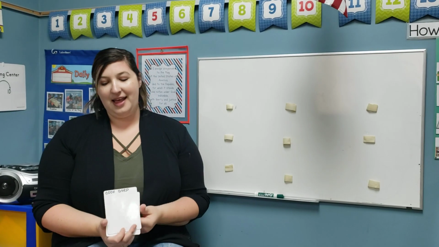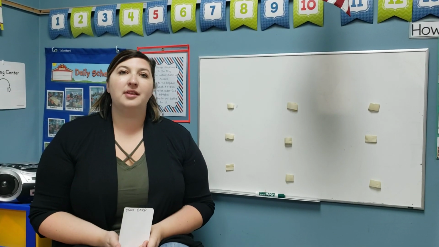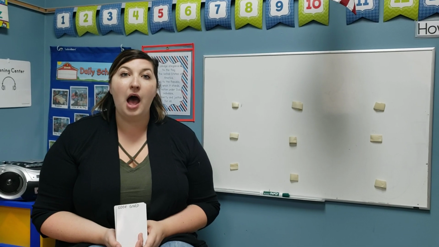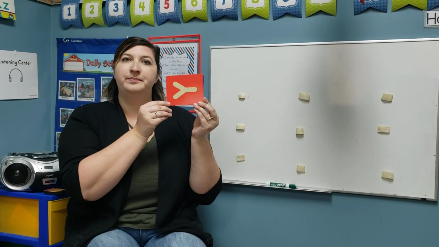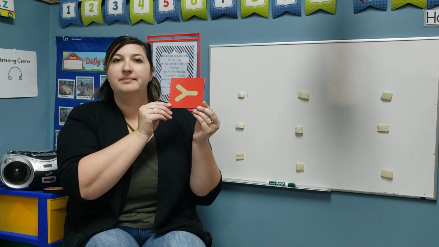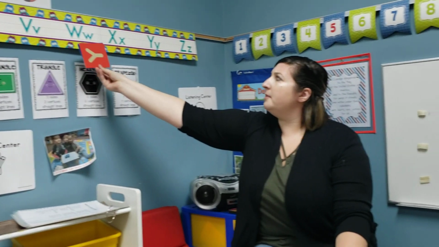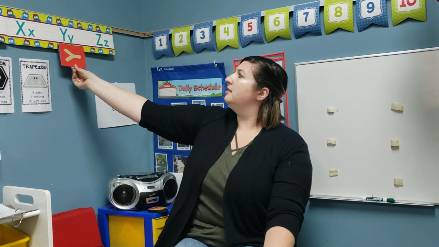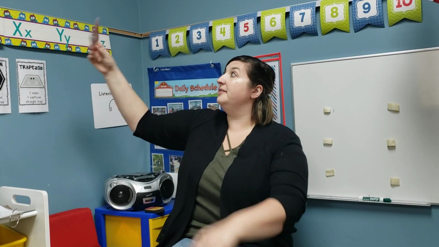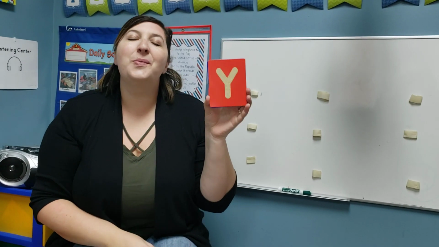All right, let's see. We have talked about the letter Q. We've talked about the O. And today we are going to talk about this letter. That's not right. Are you sure? If I'm looking at my thing, I think that's right. V, W, X. Oh, I guess you're right. Y. This is the letter Y.